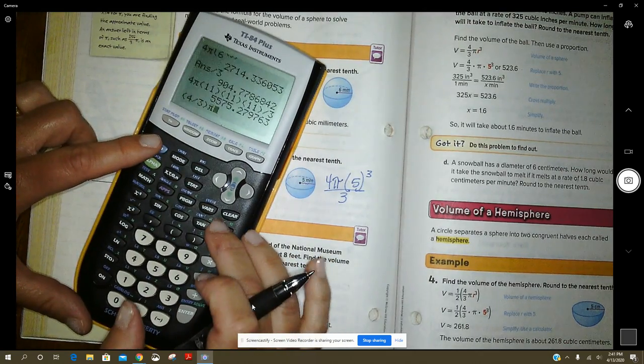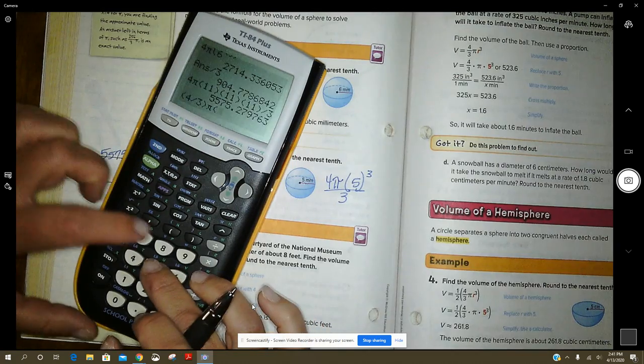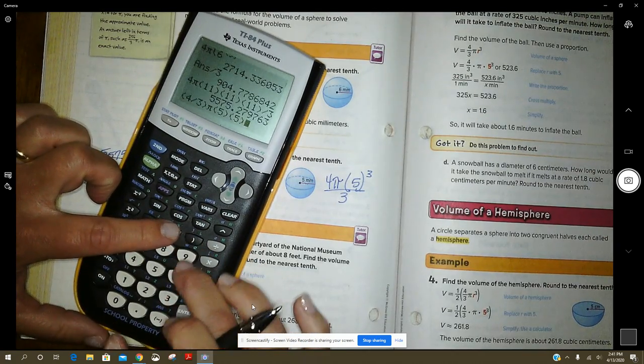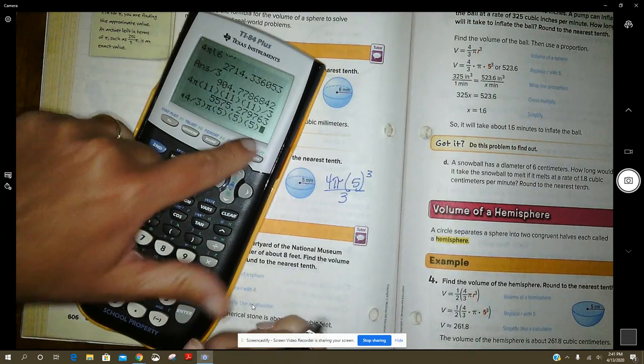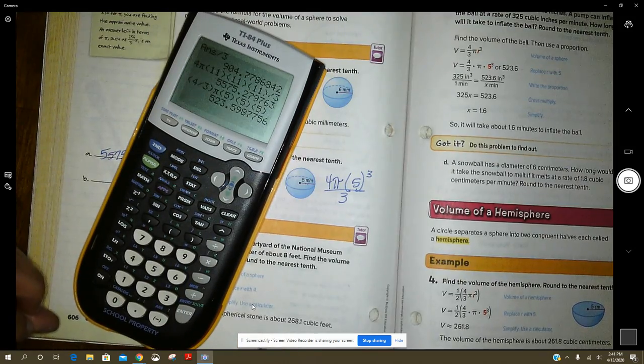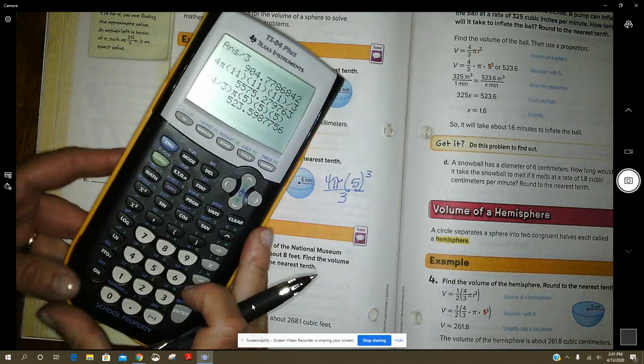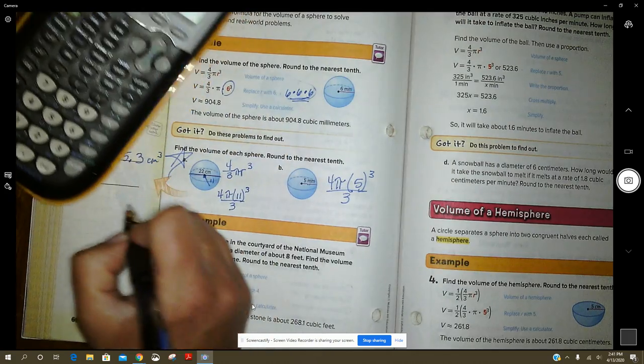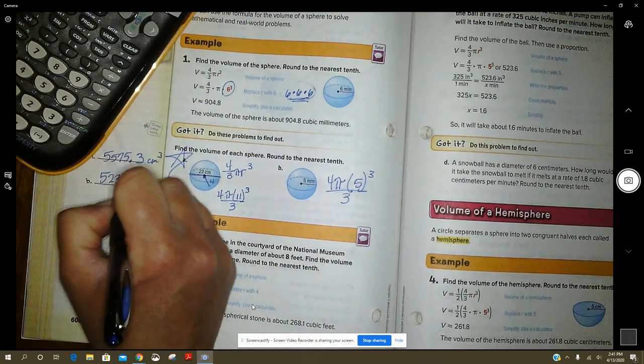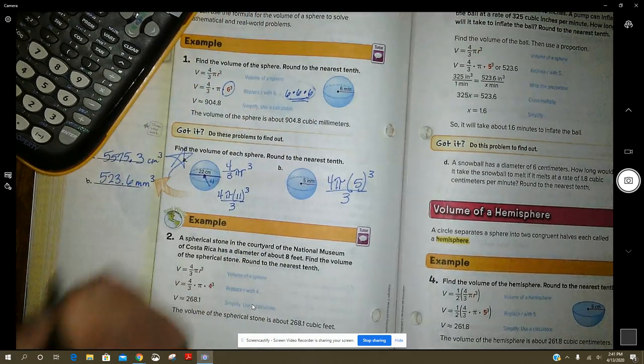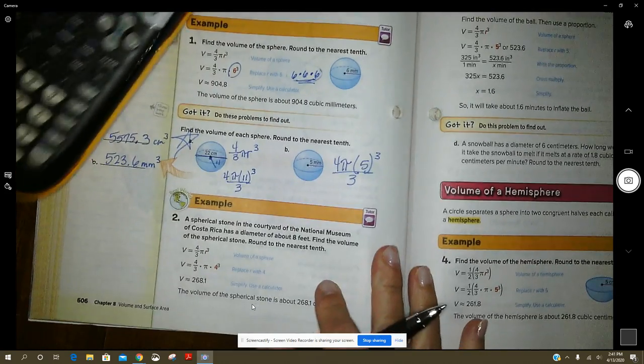Let's go get that back in there. Times 5 times 5 times 5. So again, 3 times because that's cubed. So that answer is 523.6 cubic millimeters. Okay? All right, so here we go.